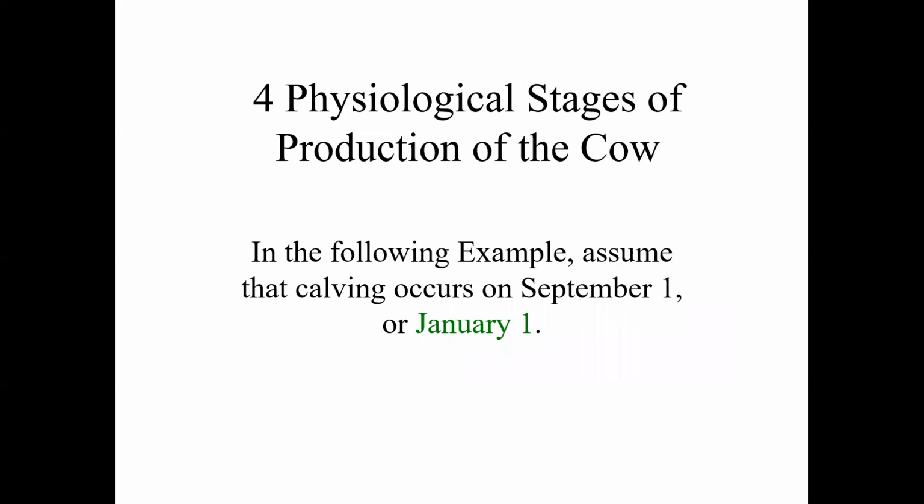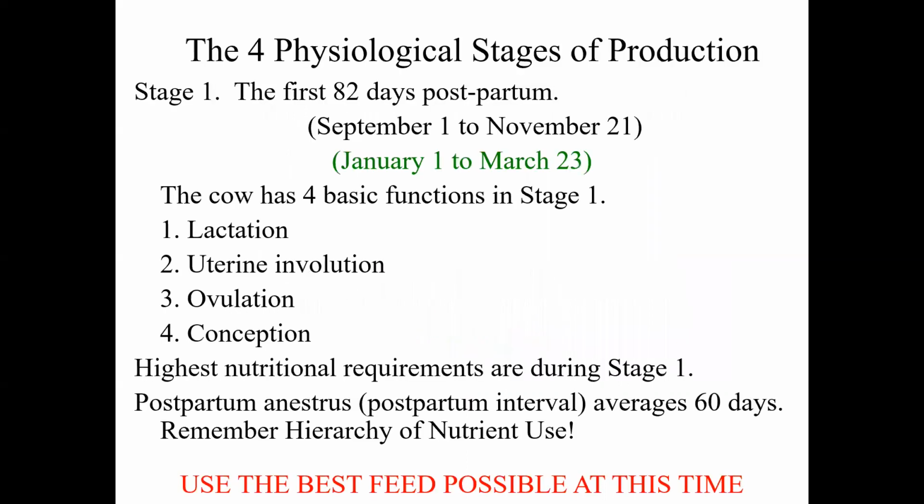In the following example, because in the US we have both spring calving and fall calving, I have examples for fall calving with September 1, those are shown in black, and for spring calving on January 1, and those are shown in green. The first stage is the first 82 days after calving. This would be September 1 to November 1 in the fall calving herd, and January 1 to March 23rd in a winter spring calving herd.